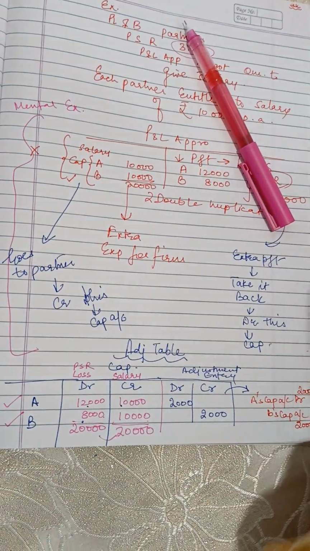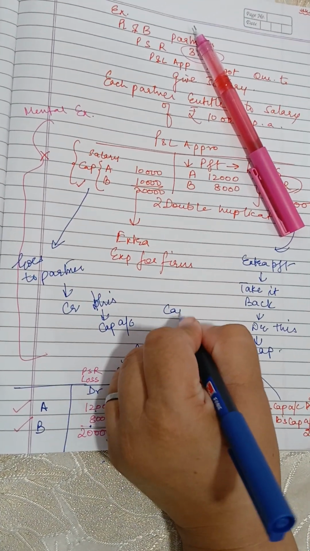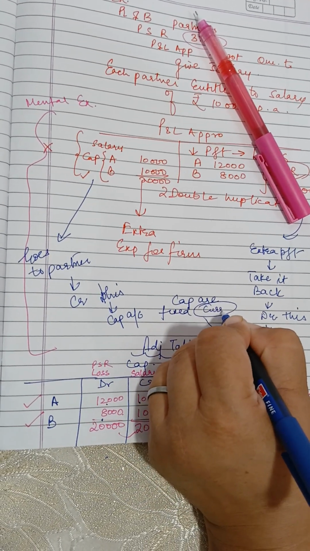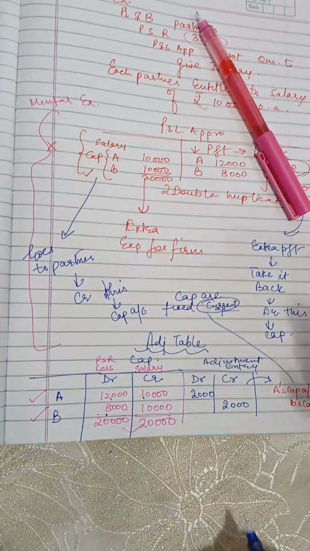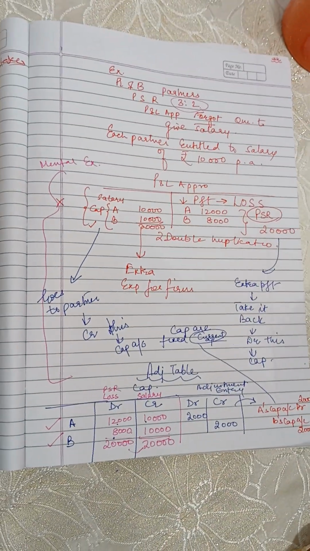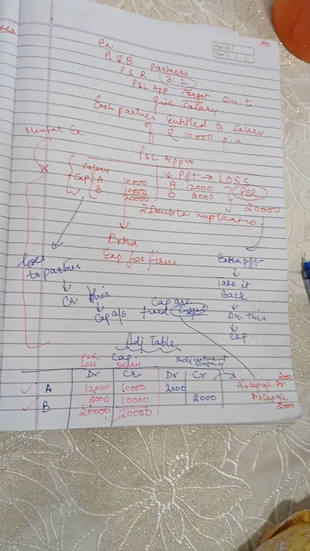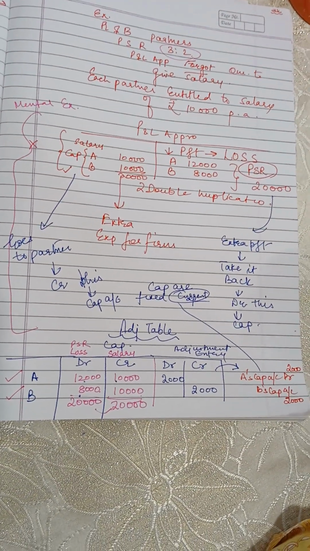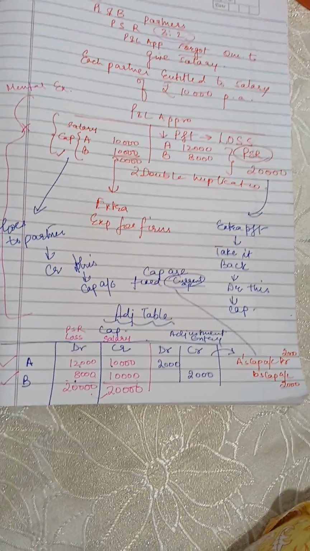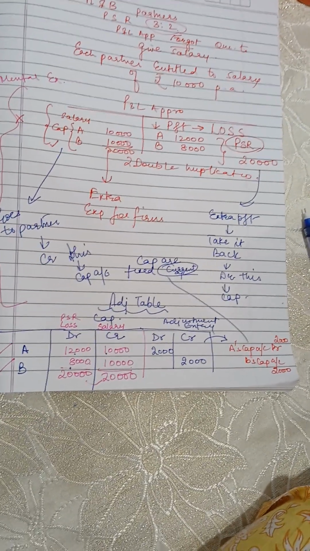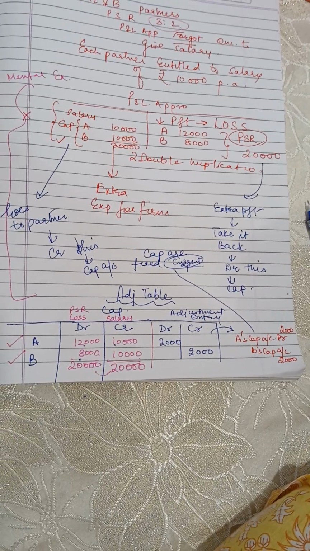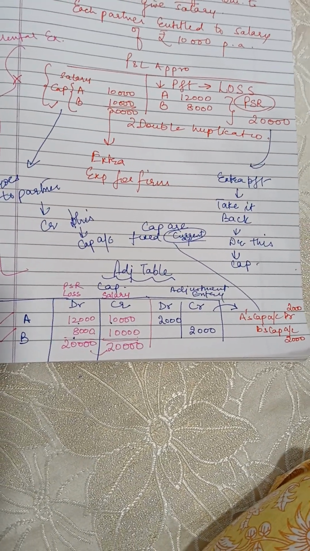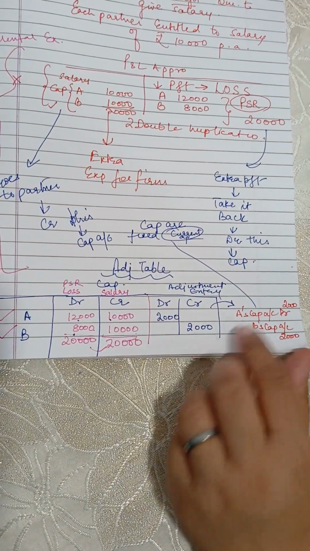And if capitals are fixed, we use the word current account. I repeat the process. A and B are partners. PSR 3:2. In the P&L appropriation, they forgot to give salary. Each partner is entitled to a salary of 10,000 per annum. In that case, we will be crediting their capital account with salary and debiting their capital account with the loss which it resulted in. And then we prepared this adjustment table.